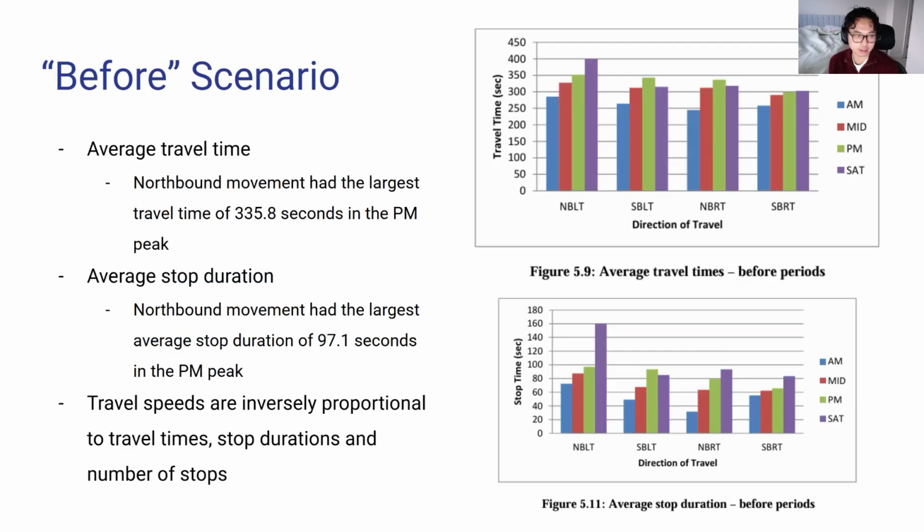So, in addition to delays and queues, average travel time and average stop duration were also calculated and found. So the northbound movement had the largest travel time of 335.8 seconds in the PM peak. And even then, it looks like the travel time was roughly the same. And the travel time is the time from one end of the corridor to the other. And the average stop duration was the largest in the PM peak, where it was 97.1 seconds.